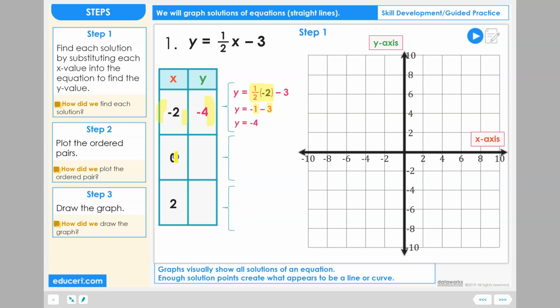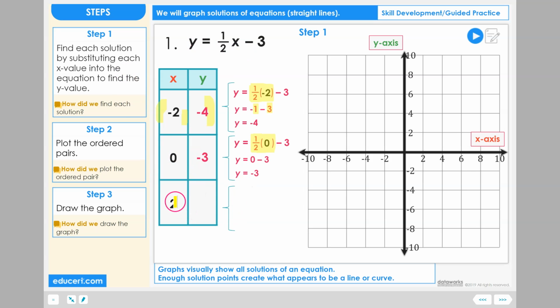Let's find another solution point for when x equals 0. We put 0 in for the variable x and then start to multiply. 1/2 times 0 equals 0. Y equals 0 minus 3. So y equals -3. And this is our next ordered pair that is a solution to the equation.